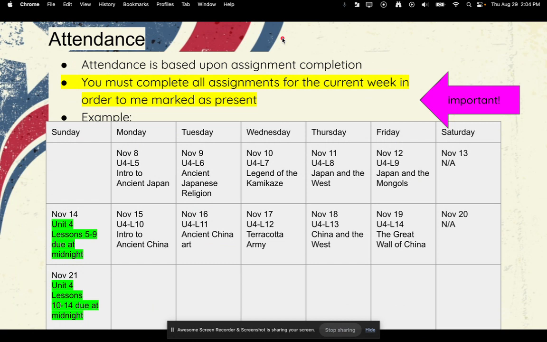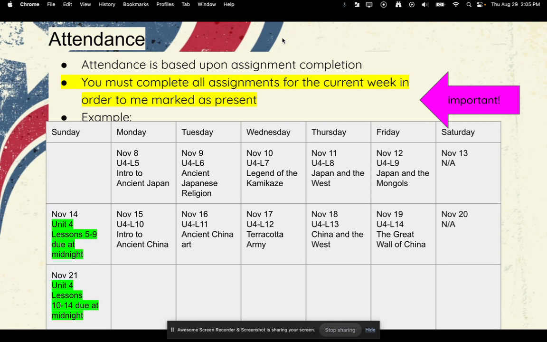So, attendance. This is the tricky one. If you are new to taking an online class, really pay attention to this, okay? Attendance is based upon assignment completion. Unlike in-person classes, where the teacher comes in, takes attendance, and then starts the day with a live class, that is not how we work it here in the online world. Everything is asynchronous, meaning we never have live meetings. So attendance is based upon assignment completion.